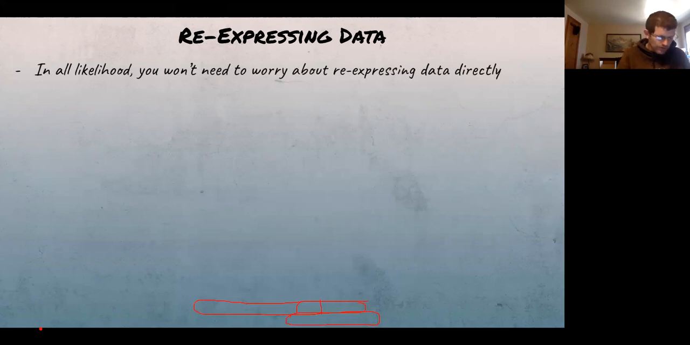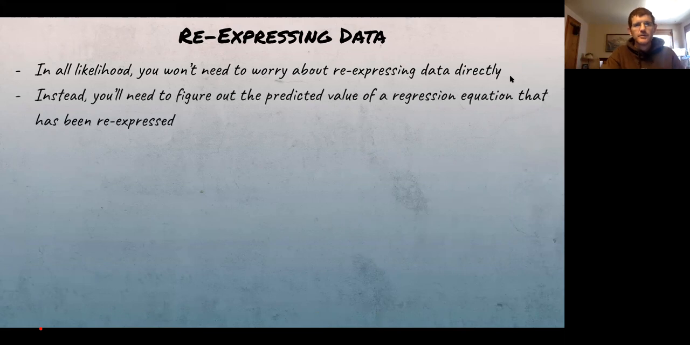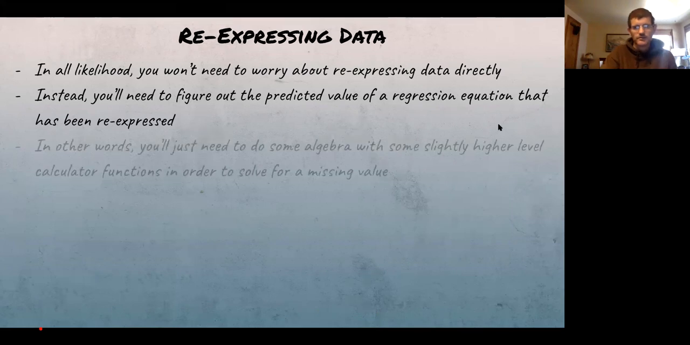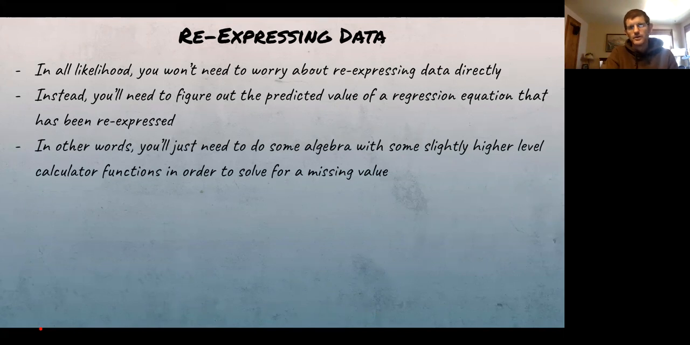In fact, it's not even in the AP standards for you to actually re-express the data yourself. You're not going to have to look at it, decide, oh, I want to do the log of this, and convert all these x values into the log of that. You don't need to do that. Instead, you're going to be figuring out the predicted values of a regression equation that has already been re-expressed. So you're just going to need to do some algebra, and work with those log functions a little bit.